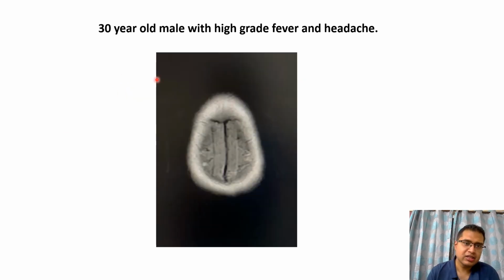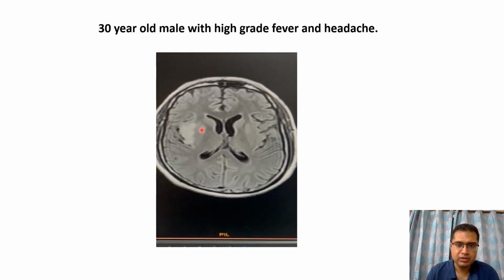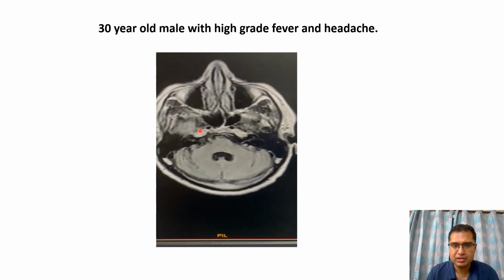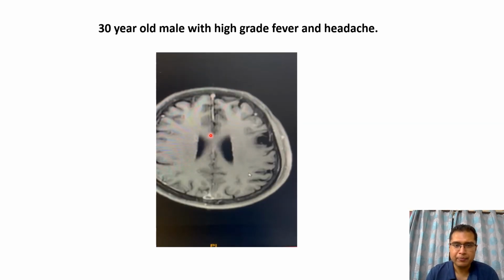So this is the next case, where we have a 30-year-old male with high-grade fever and headache, and he got an MRI done. He has a history of hemorrhage in the left temporal region, which has developed into gliosis now. But that is not our area of interest. Our area of interest is the right temporal region, where we can see hyperintensity on these axial FLAIR images. There is a hyperintense vasogenic edema in the right temporal region.